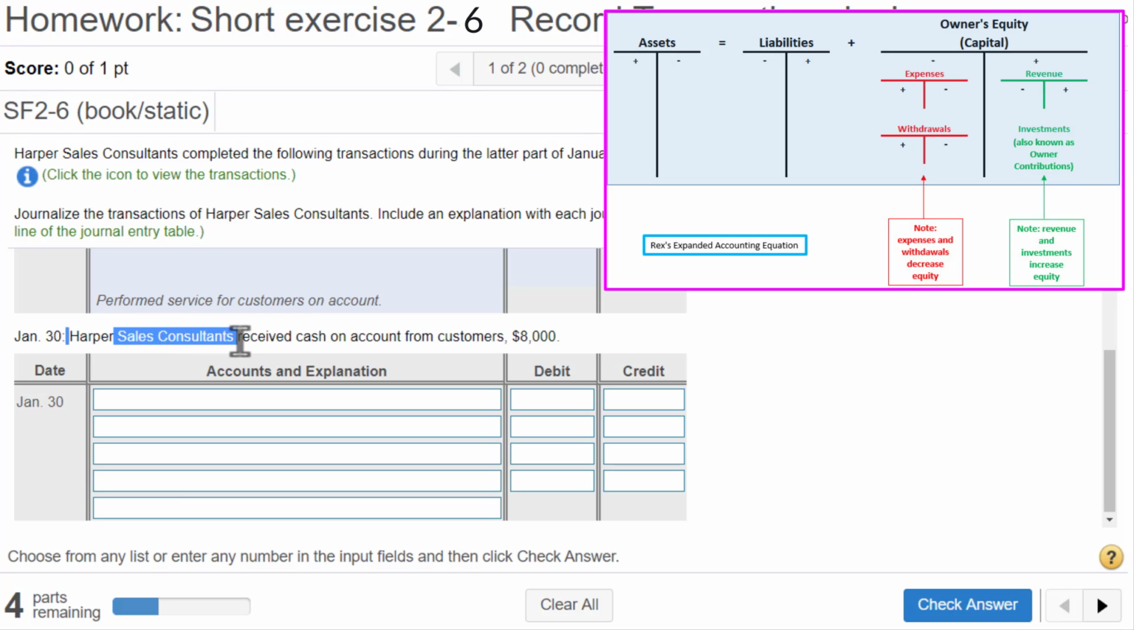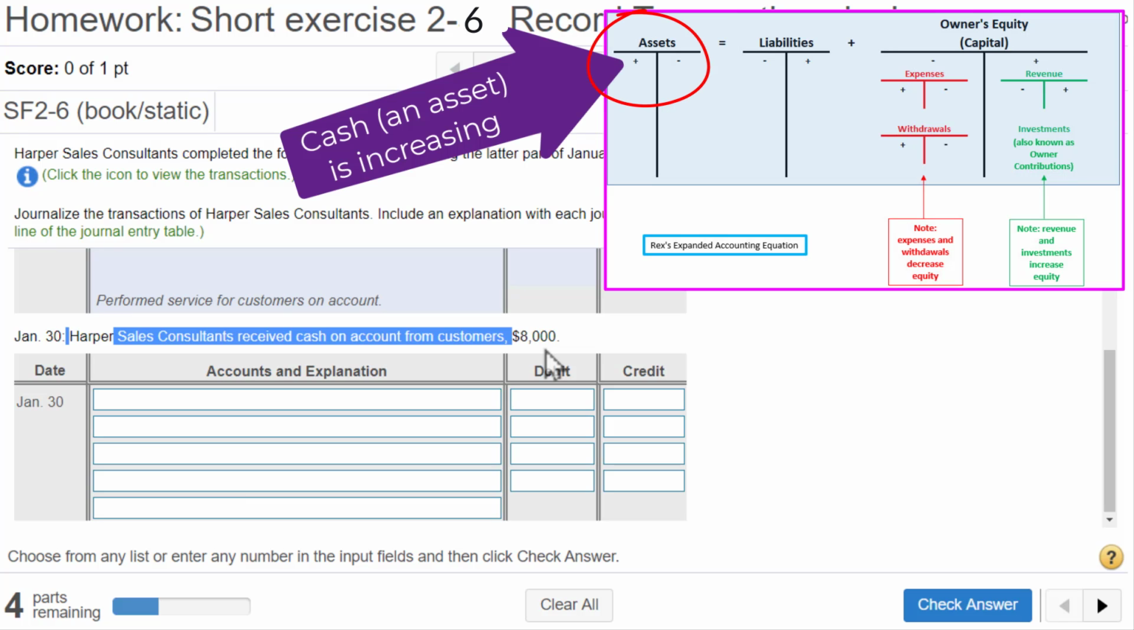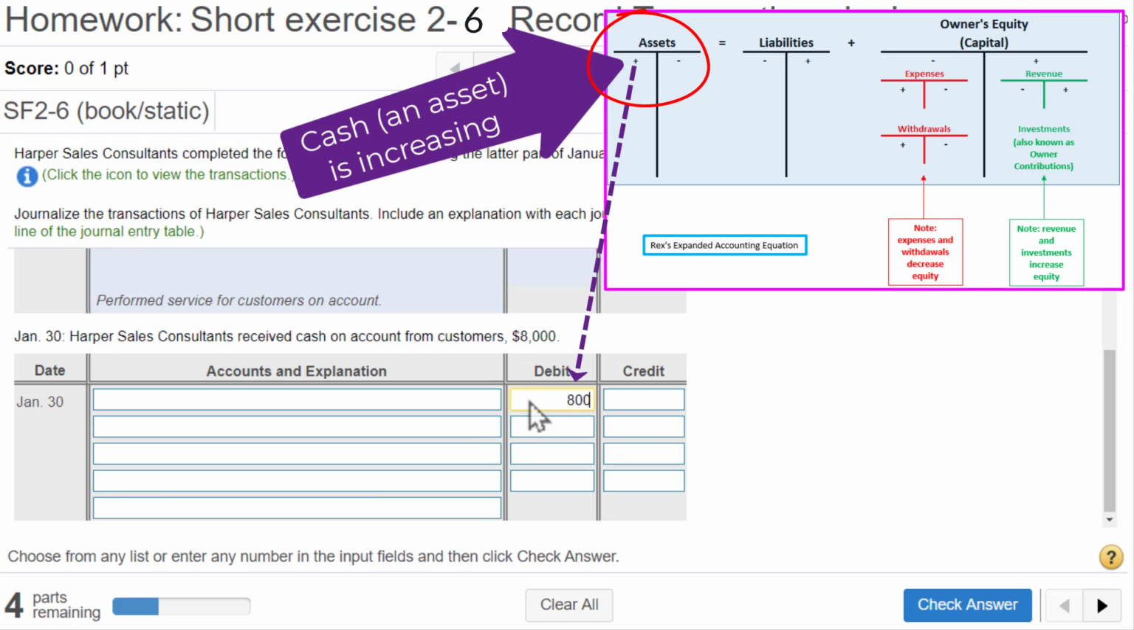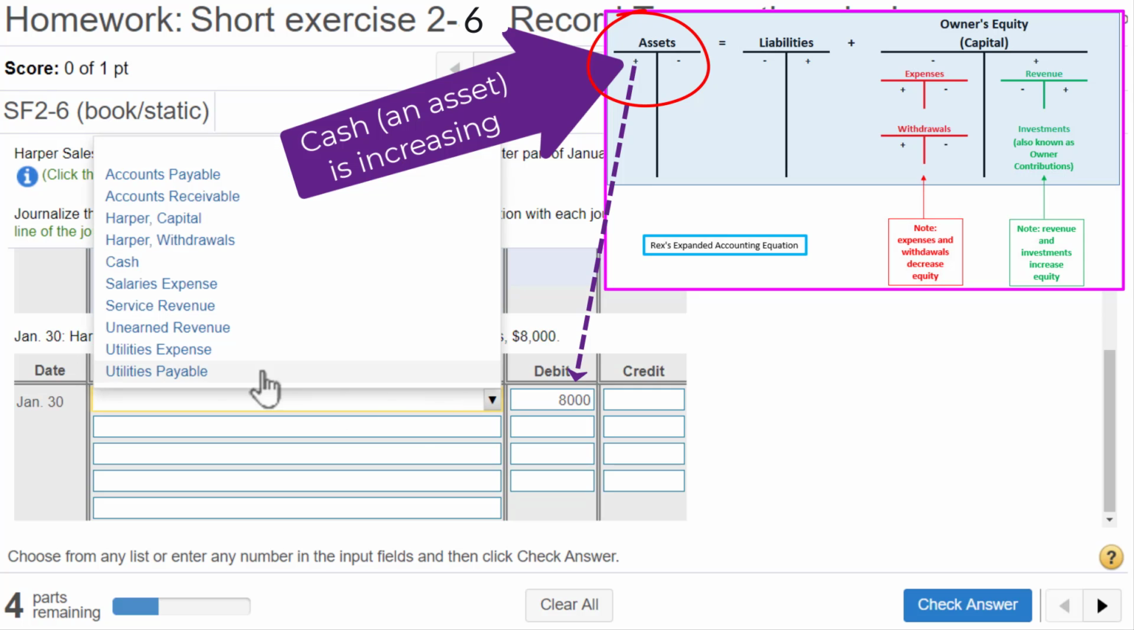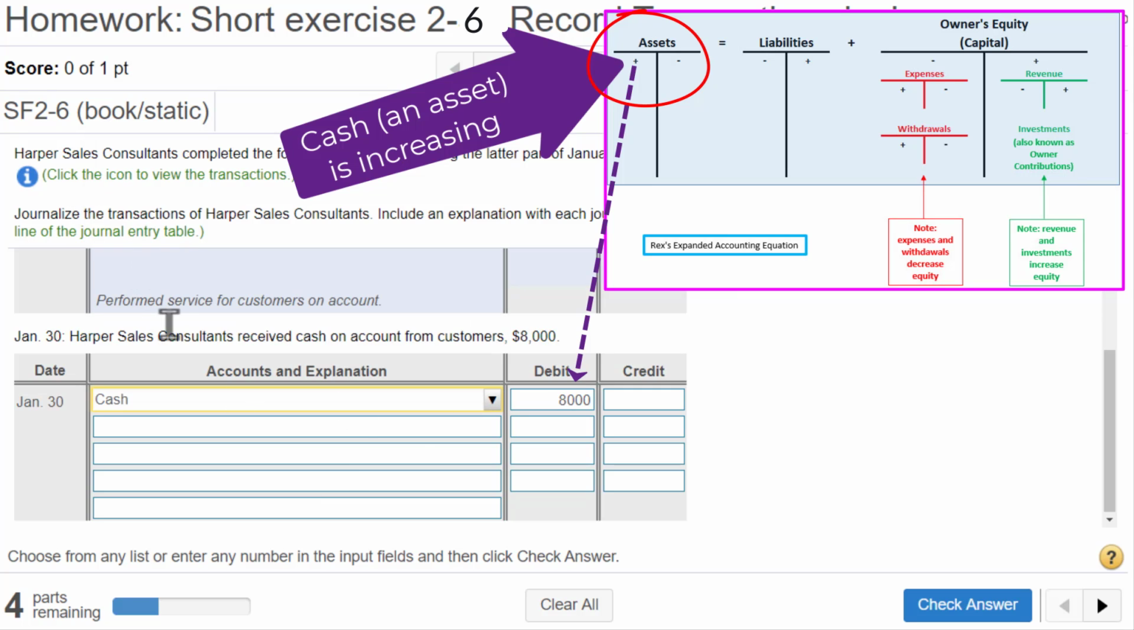Harper Sales Consultants, that's us, received cash on account from customers. So we received cash, cha-ching. Cash is what type of an account? It's an asset. And if assets are increasing, that's a debit. So I'm going to record $8,000 for cash as a debit. Remember, the cash is just a checking account.